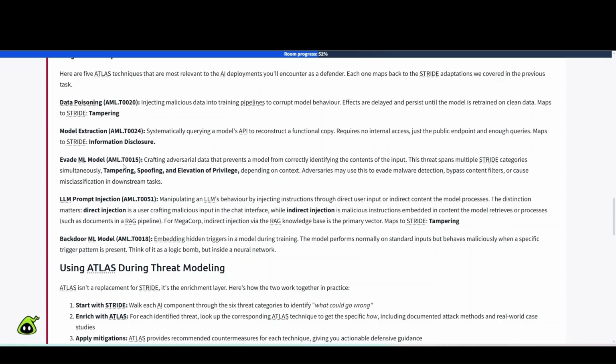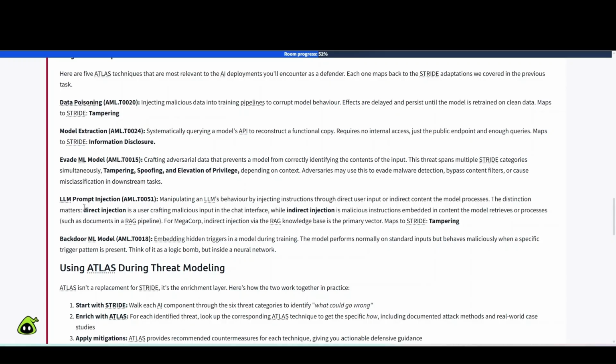Evade ML model, AML.T0015. Crafting adversarial data that prevents a model from correctly identifying the contents of the input. This threat spans multiple Stride categories simultaneously: tampering, spoofing, and elevation of privilege. Depending on the context, adversaries may use this to evade malware detection, bypass content filters, or cause misclassification in downstream tasks.